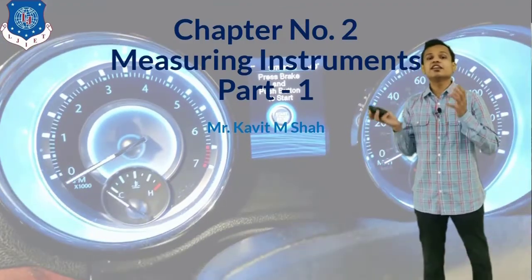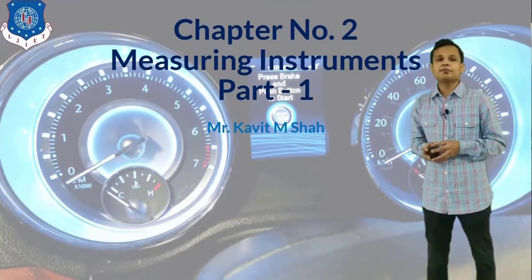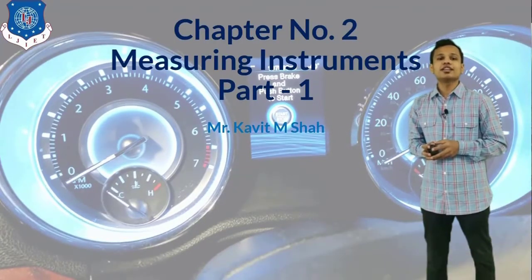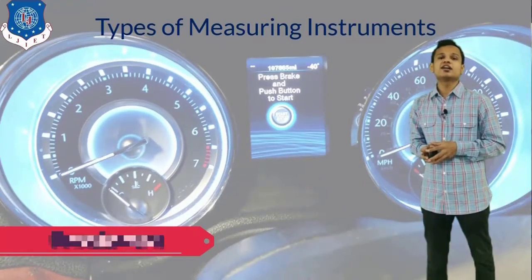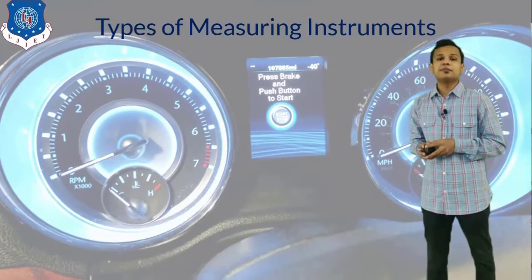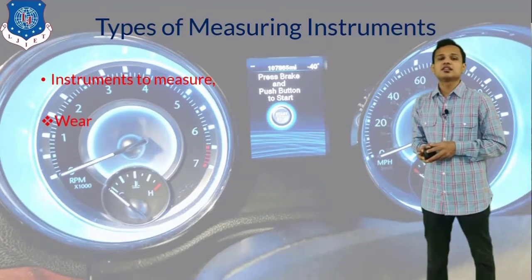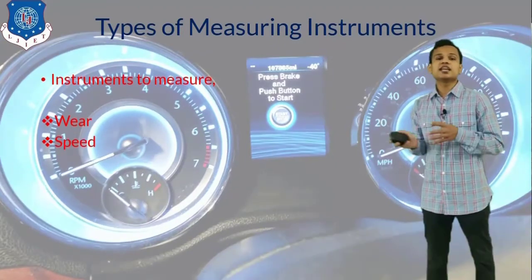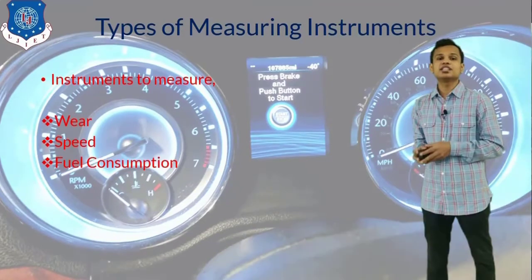Whenever we need to measure or inspect a component, we will require certain types of instrument to measure that particular component. So let's start with the types of measuring instruments. The types to measure different aspects are, first, the measuring instruments required to measure wear. Second is the measuring instrument required to measure speed. The third one is the measuring instrument required for fuel consumption.